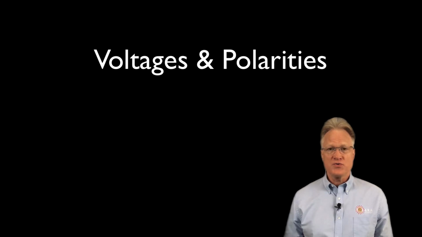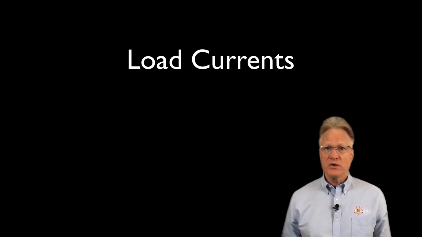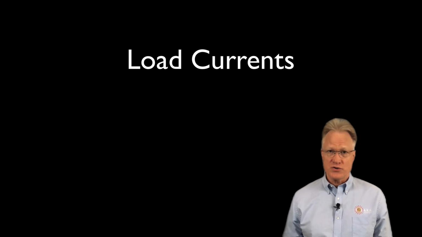The first step in defining any power system is to know what you're powering. You'll need to know the voltages required and their polarities. It's not uncommon for a typical power system to supply multiple voltages. Power systems are defined from their outputs backwards. So we'll need to know the total current draws for each output voltage.